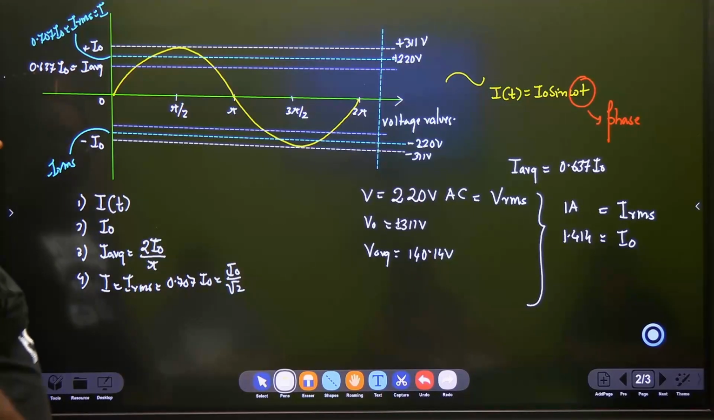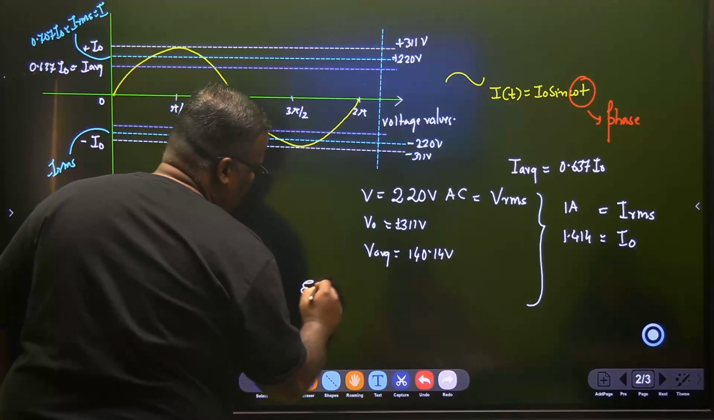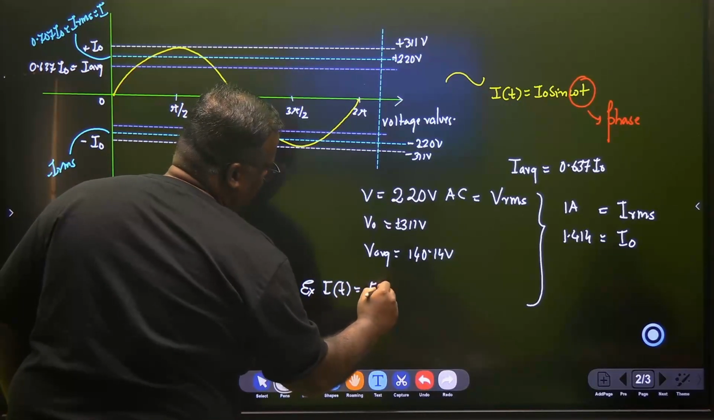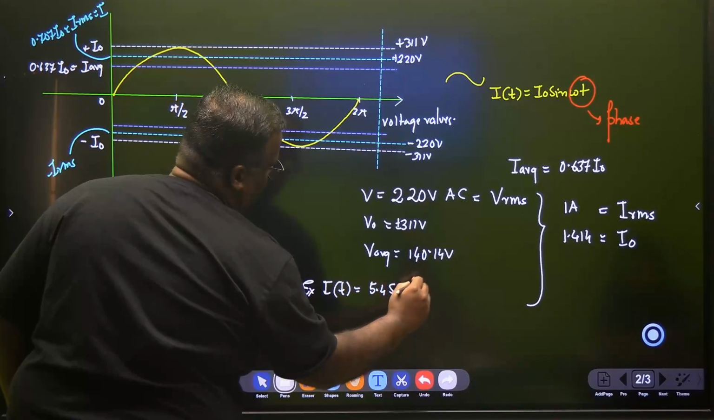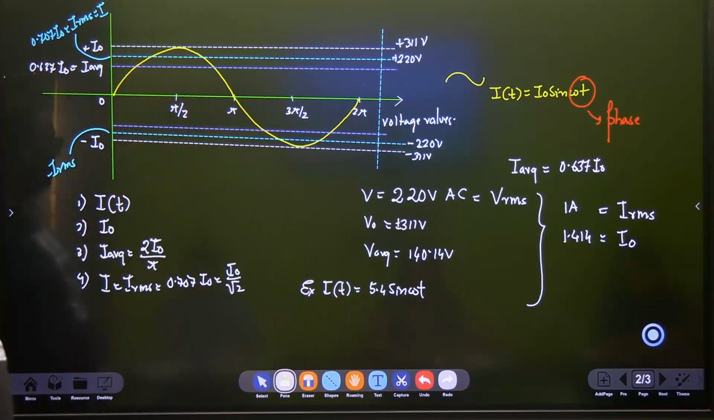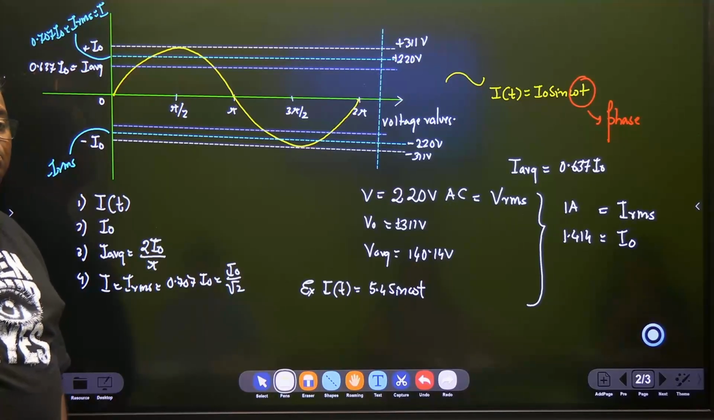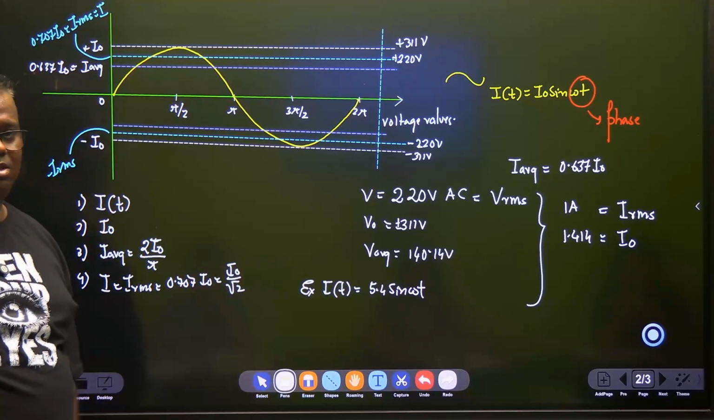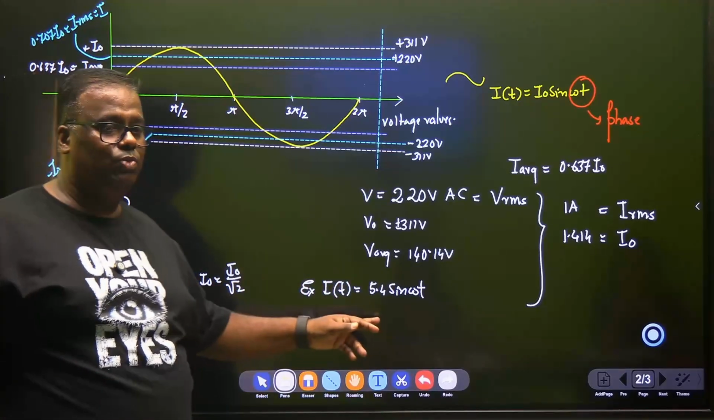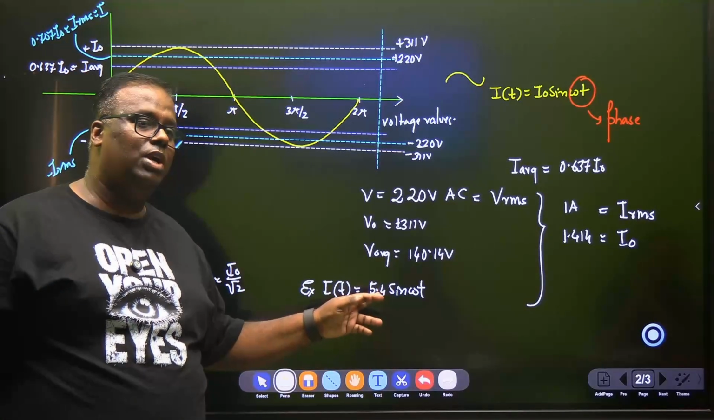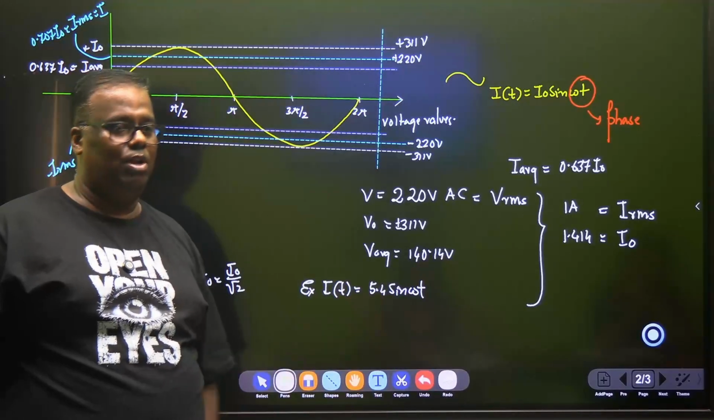So if somebody says, for example, the instantaneous current is given by 5.4 sin omega t, can you calculate all values? I can help you with a calculator. What does 5.4 stand for? Peak value, I naught. This divided by root 2 will give me the RMS value. And this multiplied by 2 and divided by pi will give me the average value of the current.